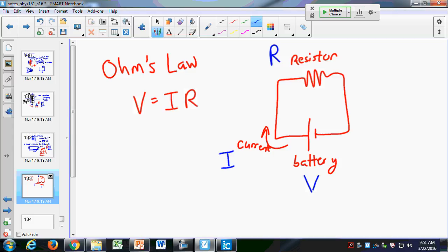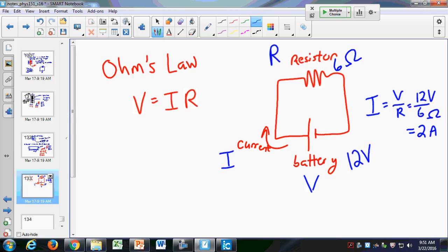Be able to, if I just give you a simple circuit, say, for example, 12 volts here and 6 ohms here, be able to calculate the current. The current here would be V over R, 12 over 6, which is equal to 2 amps. 12 volts over 6 ohms, or 2 amps. Be able to do just a simple calculation like that. Ohm's law is pretty basic.